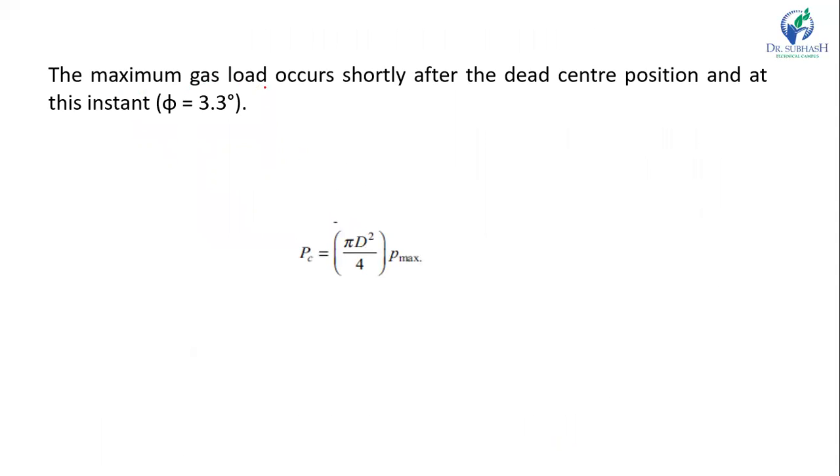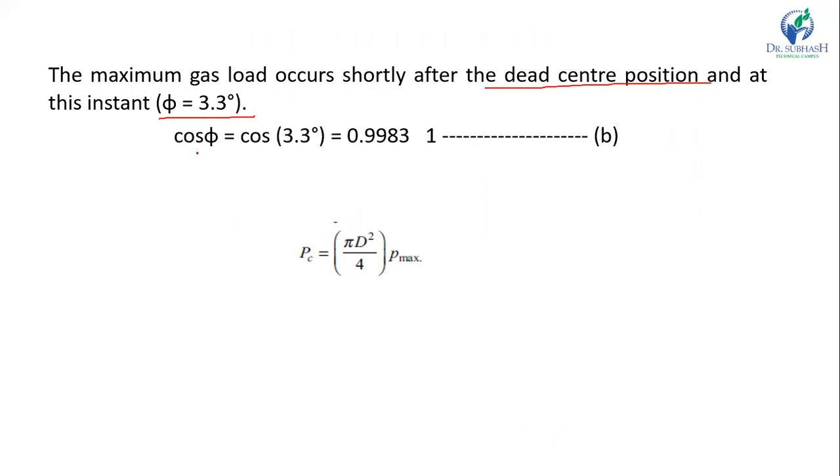So maximum gas load occurs shortly after the dead center position, and at this instant phi is equal to 3.3 degrees. Maximum gas load occurs shortly after the dead center, bottom dead or top dead center, and at this instant what will be the value of phi? 3.3 degrees. So therefore, cos phi is equal to cos 3.3, which is 0.9983.